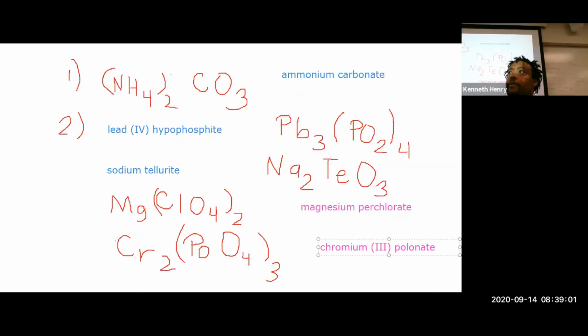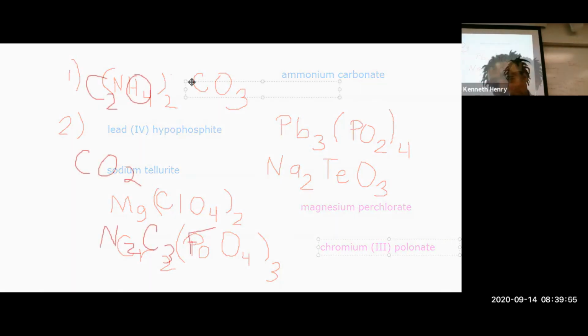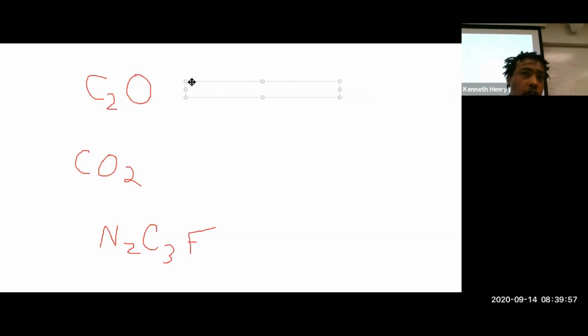Yep. So if it's all nonmetals together, let's say like this, we know that that's a covalent bond. Here we get a chance to use the Greek prefixes. Hold on one second.